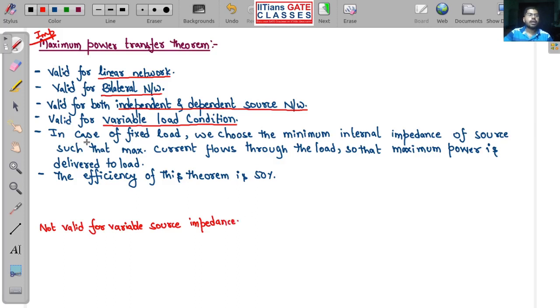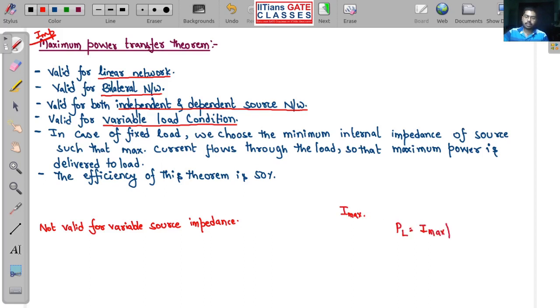Okay, what happens if we have a fixed load? What are we going to do for the maximum power transfer theorem? If we have a fixed load, we are going to choose the minimum internal impedance of the source, or minimum source impedance, such that maximum current flows through the load. If maximum current flows through the load, then maximum power will be delivered to the load. Why? If current is maximized, then power through the load will be what?